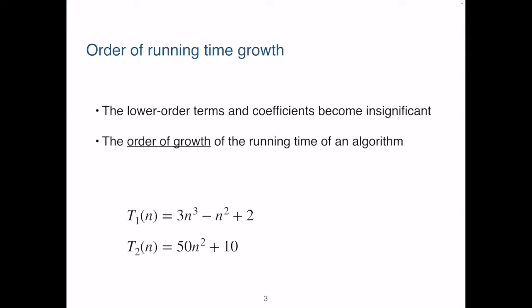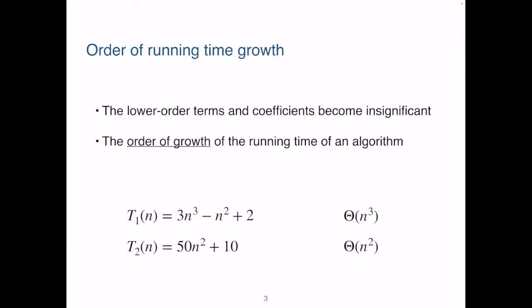We should really focus on the leading highest order term that grows the fastest with the input size. So we say T1(n) has the order of n cubed and T2(n) has the order of n squared. How can we simplify this? We borrow notations from asymptotic mathematics.